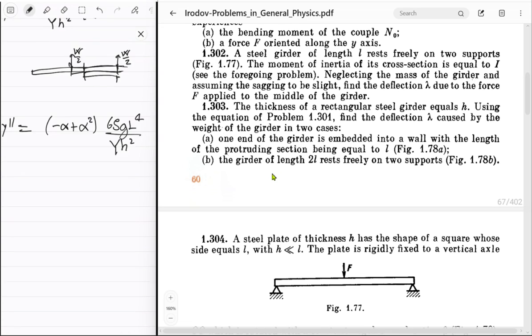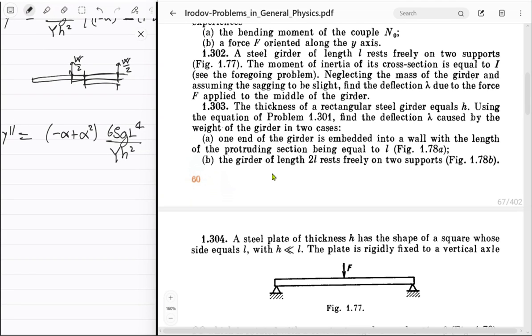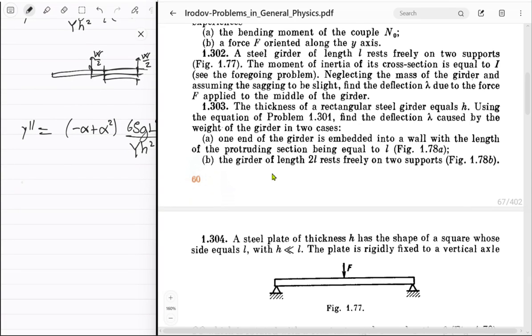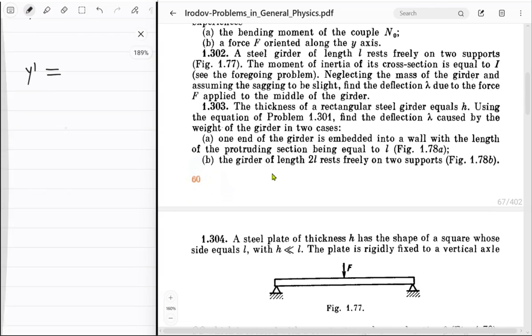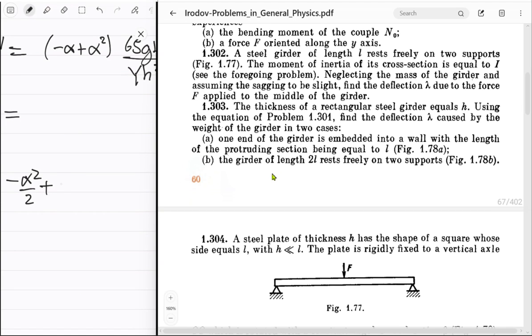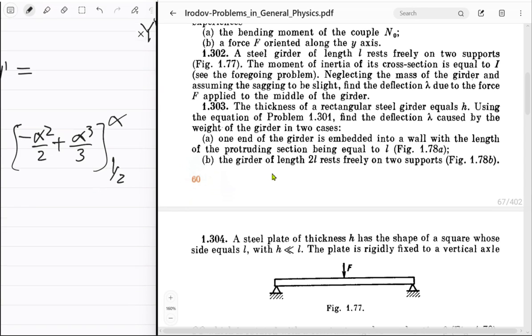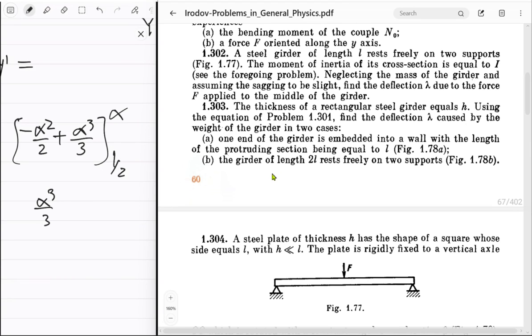Just integrate this thing. At alpha equal to 1 upon 2, you will have y dash being equal to 0, right? So y dash, as it goes from 1 upon 2 to alpha, is equal to the integral of this thing. So it's negative alpha squared upon 2 plus alpha cube upon 3, as it goes from 1 upon 2 to alpha. At alpha, it's just alpha cube upon 3 minus alpha squared upon 2.